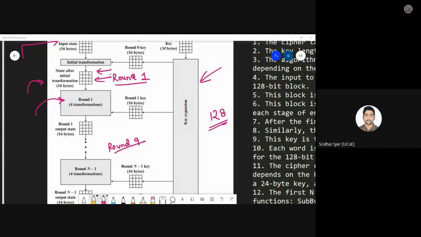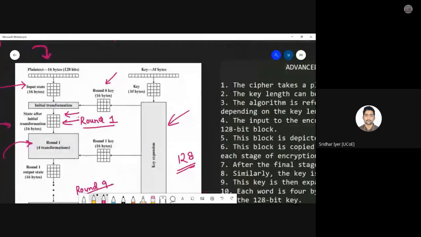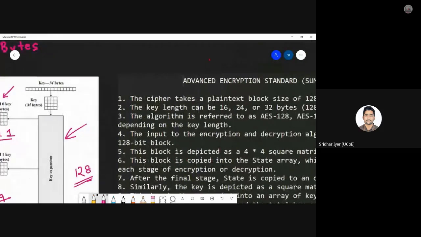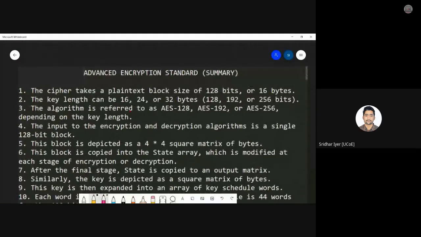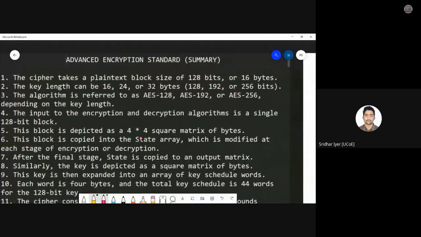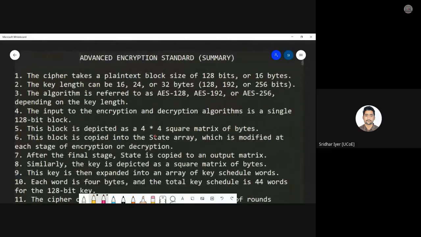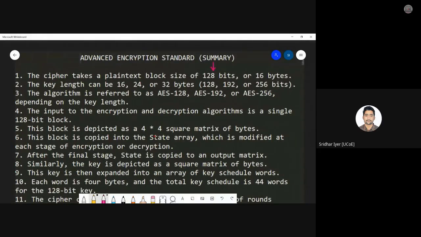Fine. Okay. So let me explain the theory behind it. Just have a look. I will explain each and every line step by step. The first thing is the cipher takes a plain text block size of 128 bits, that is what I have shown you, or 16 bytes. Next, the key length can be 16, 24, or 32 bytes. Or in short, if you are confused with bytes, you can write that in terms of bits: 128 bits, 192 bits, or 256 bits. That also I have explained.